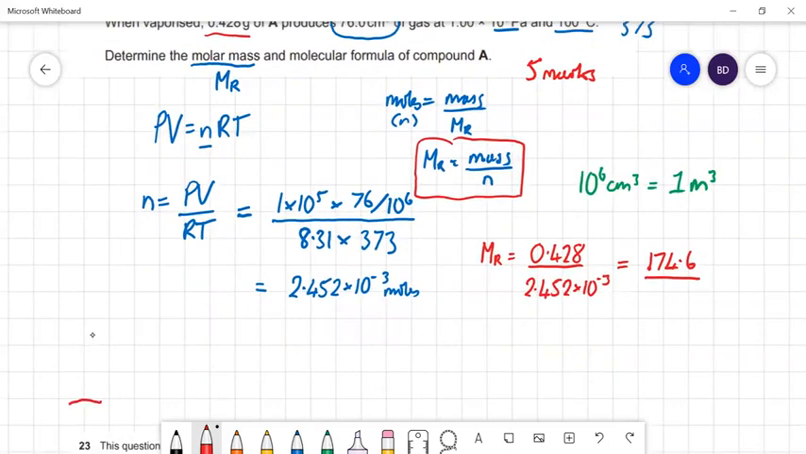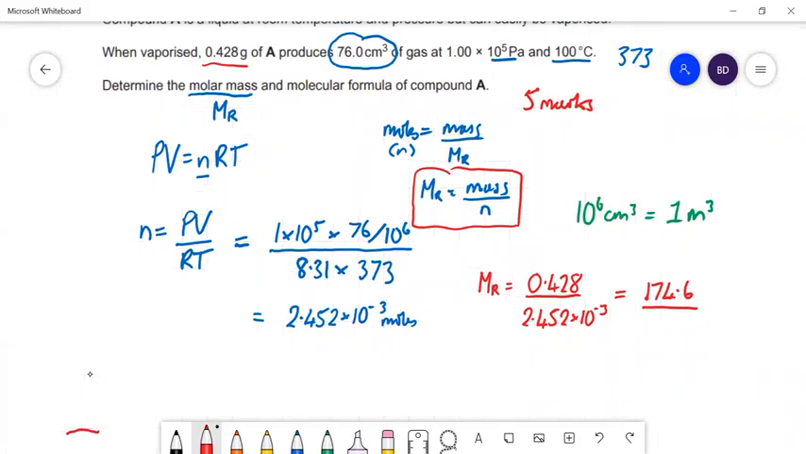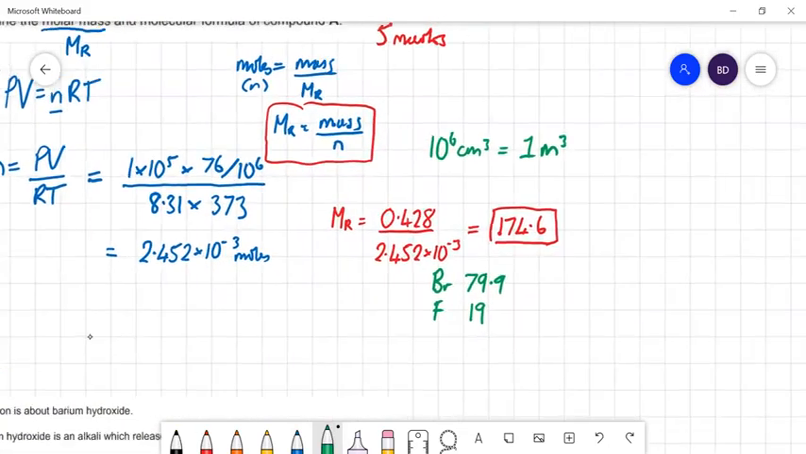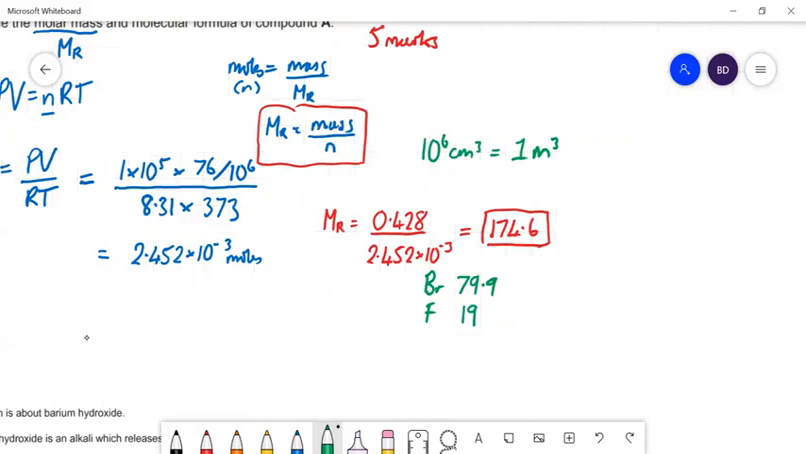Right. So now we've got to then suggest a molecular formula for compound A. Right. So we've got this value of 174.6. We know that bromine is 79.9, and fluorine, well, that's got an atomic mass of 19. So, right, let's say we have one bromine, right? Let's presume we've got one bromine. Bromine can form 5 bonds, so it can form 3 bonds quite often. So we've got some ideas what it might be.